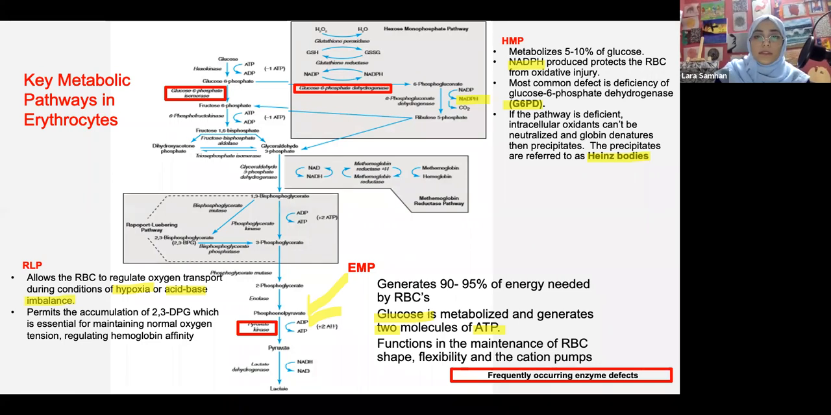So what if, for example, we have a free radical or oxidation that happens to the RBC? What's going to happen is that the NADPH and the G6PD are going to try to compensate and remove this oxidation or the free radical that affected the RBC. Like, what if we have deficiency of this G6PD, or glucose 6-phosphate dehydrogenase? What's going to happen? We're going to have accumulation of the Heinz body. Heinz body is going to be like a spot on the RBC.